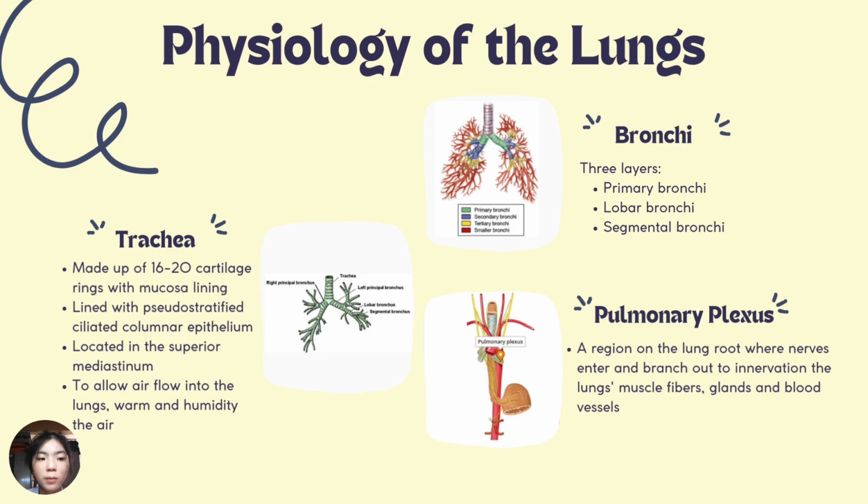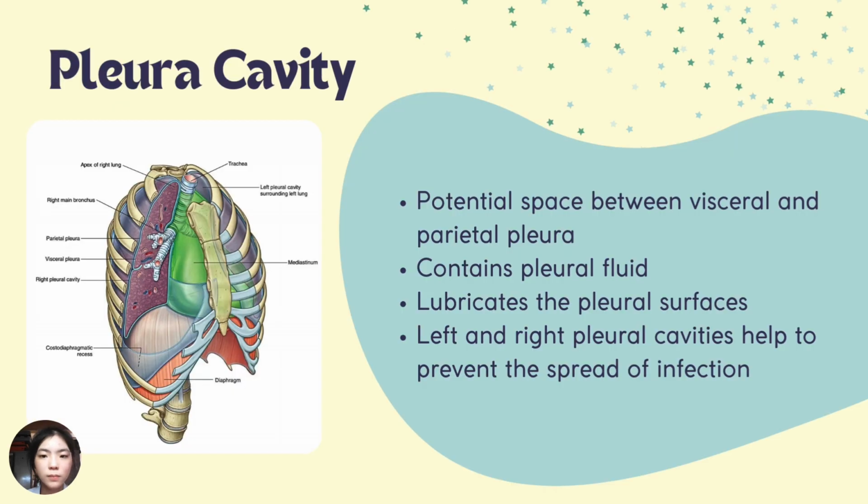And the next one will be the pulmonary plexus. It is a region on the lung root where nerves enter and branch out to innervate the lungs' muscle fibers, glands, and blood vessels. It is located around the pulmonary arteries and primary bronchi at the roots of the lungs.